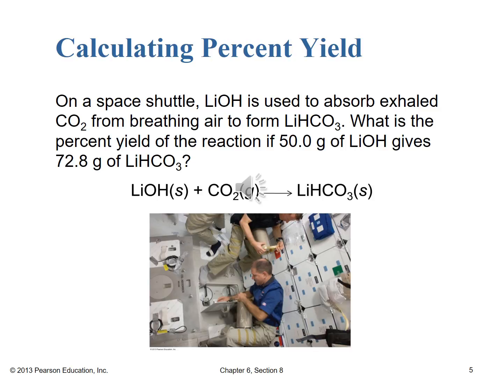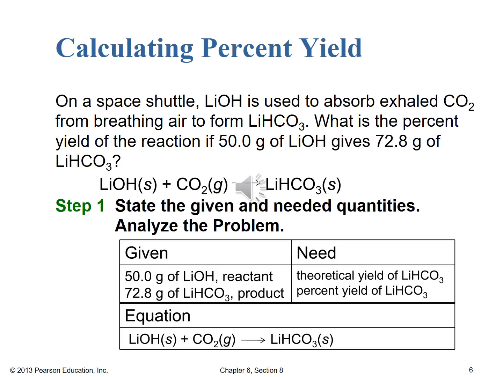We've got our astronauts breathing out lots and lots of carbon dioxide, so we won't consider carbon dioxide yet in terms of looking for limiting reactants, but we will have to consider that lithium hydrogen carbonate that we finish with, based on the amount of lithium hydroxide that we start with. Okay, so step one, as usual, we're going to state the given and needed quantities.